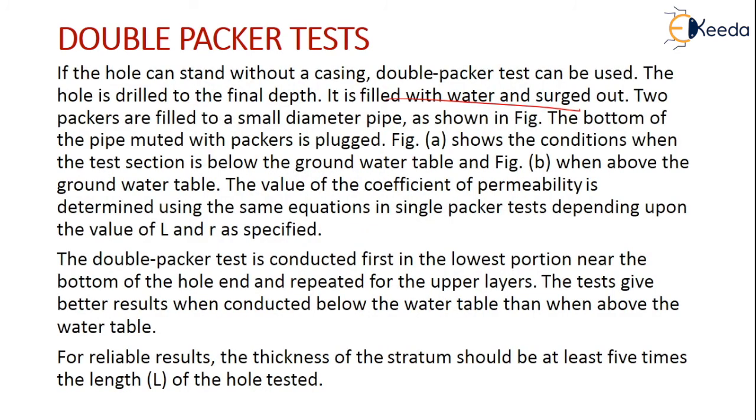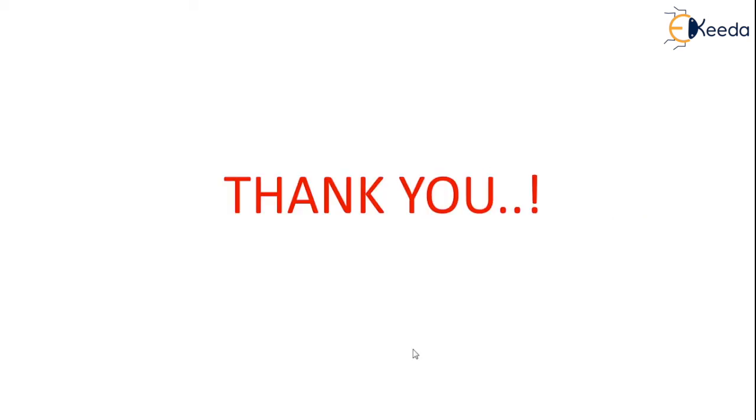The value of the coefficient of permeability is determined using the same equation as in the single packer test, depending upon the values of L and R. The double packer test is conducted first in the lower portion near the bottom of the hole, and this is repeated for the upper layers. The test will give the best results when conducted below the water table than when above the water table. For reliable results, the thickness of the stratum should be at least 5 times the length of the hole tested. Thank you.